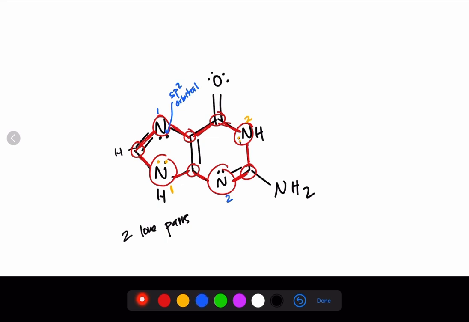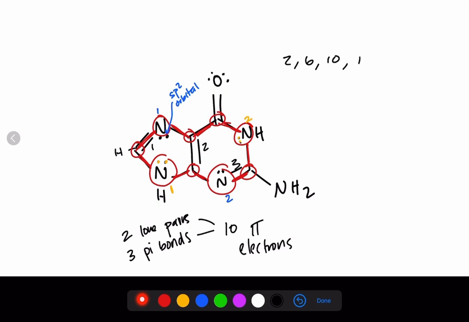There are 1, 2, 3. So 2 lone pairs contribute to the pi electrons in the conjugated loop, and so do 3 pi bonds, giving us a total of 10 pi electrons. If we were to look at Huckel's rule, I'm going to write out the sequence again. We see that 10 does fall in there, so all 3 conditions are met, and this molecule is aromatic.